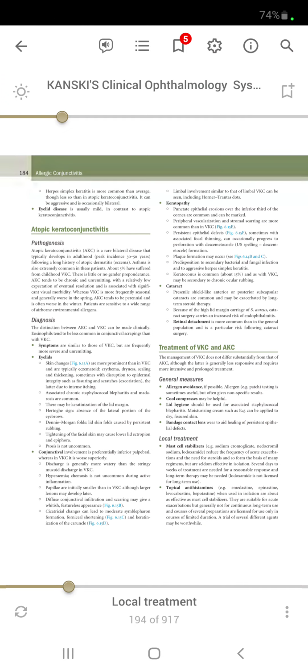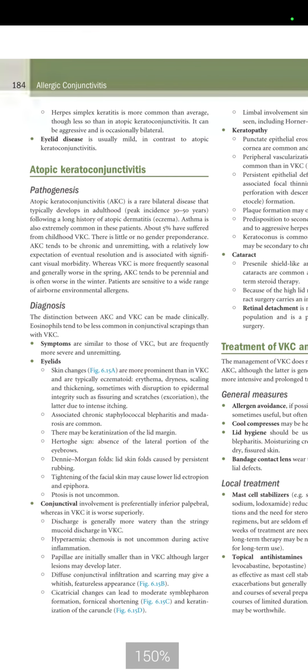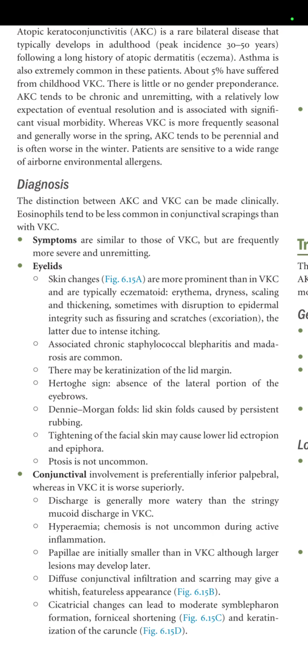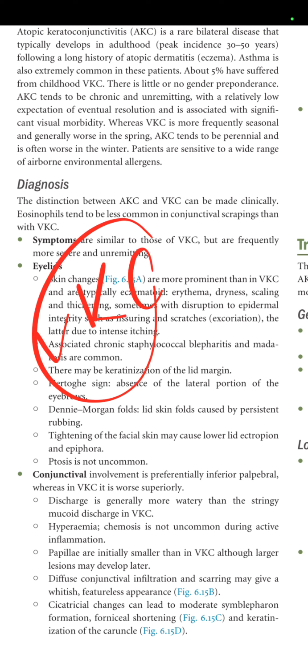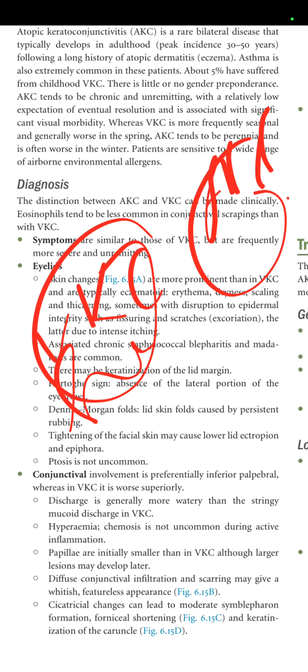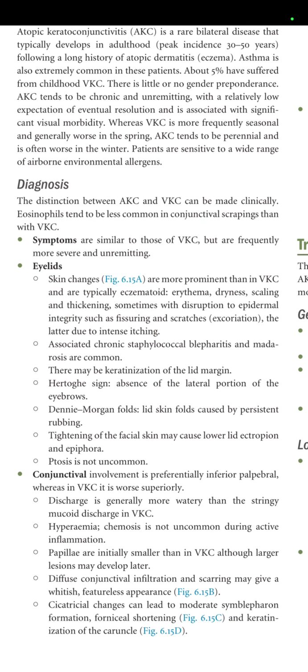Conjunctival involvement is preferentially inferior palpebral, whereas in VKC it is worse superiorly. So VKC appears superiorly, while AKC affects the inferior side of the conjunctiva. Discharge is generally more watery than the stringy mucoid discharge in VKC. Hyperemia and chemosis are not uncommon during active inflammation. Papillae are initially smaller than in VKC, though larger lesions may develop later. Diffuse conjunctival infiltration and scarring may give a whitish, featureless appearance.